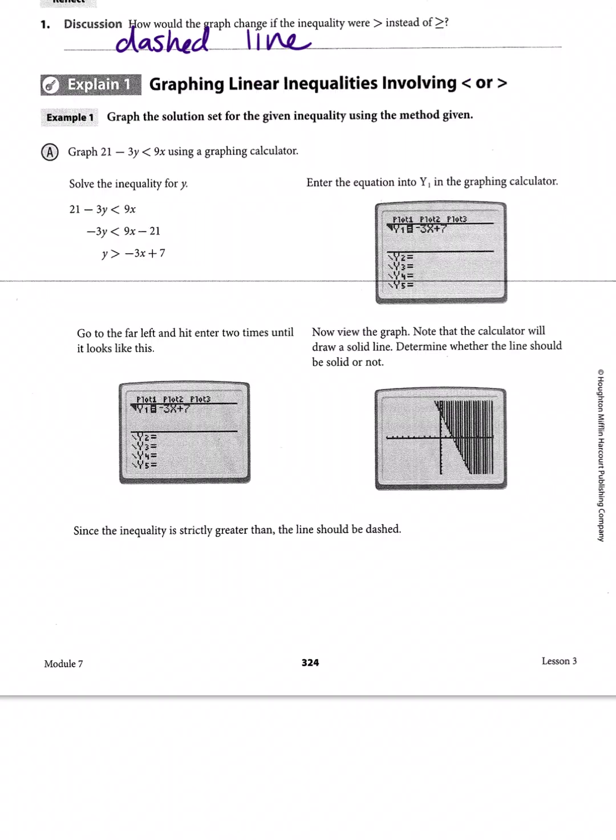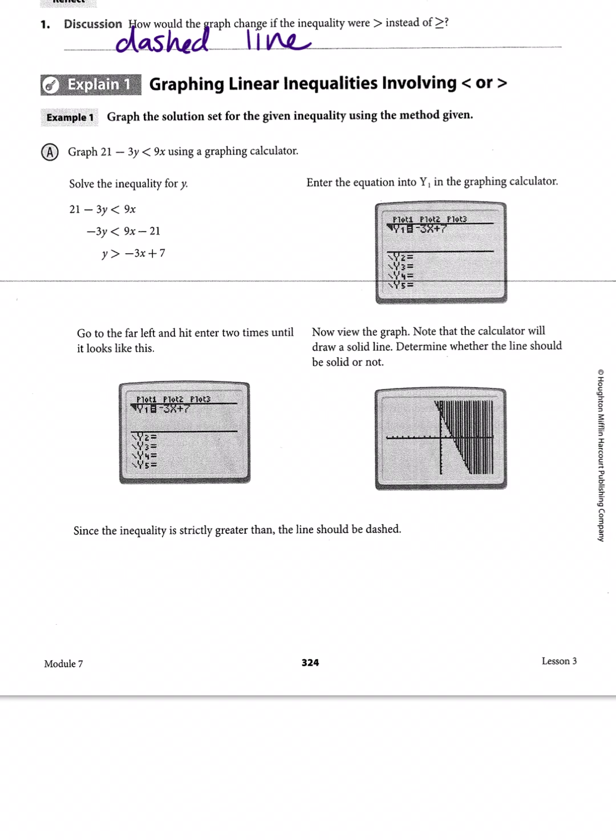This says, graph the solution set for the given inequality using the method given. Graph 21 minus 3y is less than 9x using a graphing calculator. Well, your graphing calculator wants everything in the format of slope-intercept form, where it's solved for y. So it says solve the inequality for y. You can see they start by moving the 21 over to the other side by subtracting, and then they divide by -3 on both sides. Remember, when you divide or multiply by a negative in an inequality situation, you have to flip the symbol to the other side. So it changed from a less than to a greater than symbol.